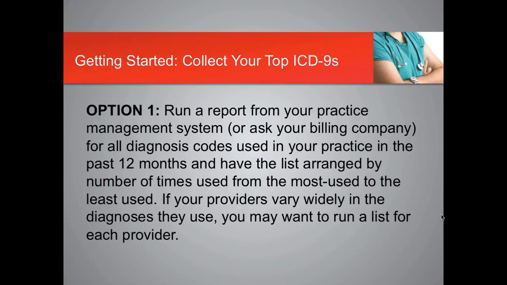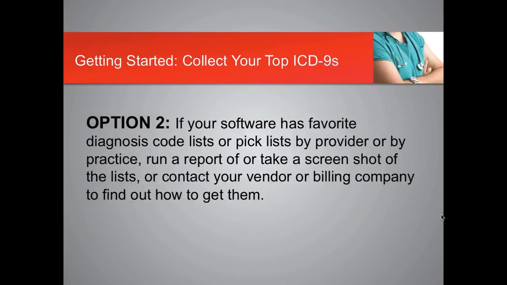So the first thing we're going to do is collect your top ICD-9s, and I give you about 5 different ways to do that. Probably the number one way and the ideal way is for you to run a report direct from your practice management system, or ask your billing company, or there may be a report from your EMR. You want all ICD-9s used in your practice in the past 12 months, again ideally based on utilization from the most used at the top to the least used at the bottom. So you can look at that utilization and decide how many you want to actually crosswalk.